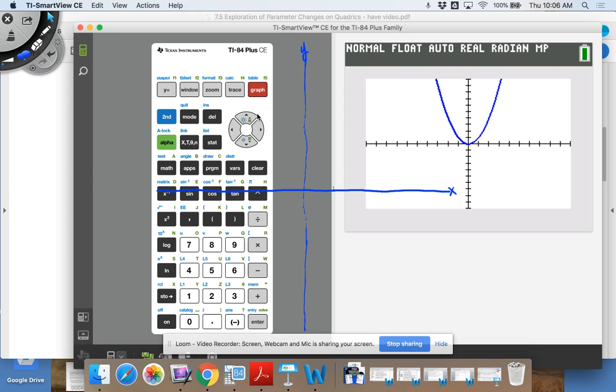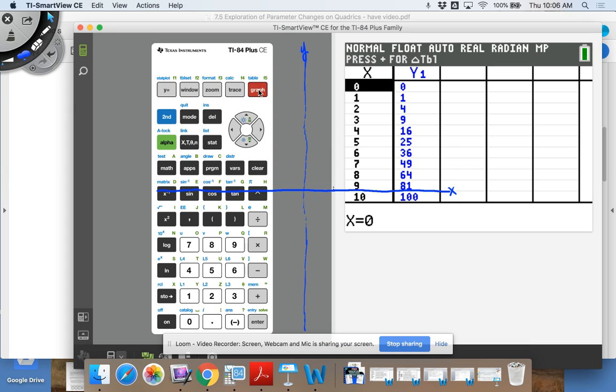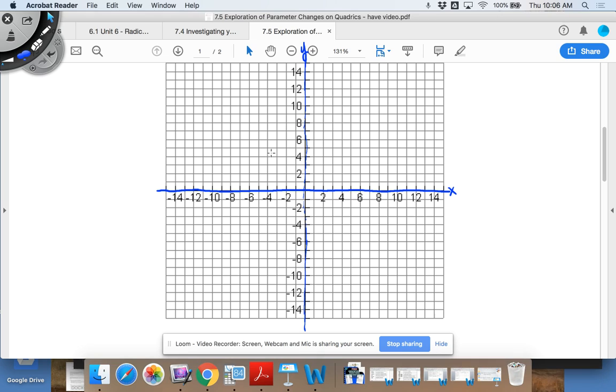But how do I actually get that onto my graph and make it perfect? So what you can do is you can click second table. And it gives me a table of values, which are little ordered pairs that we can type in or like draw in. So the first one is 0, 0. The next one is 1, 1. The next one is 2, 4. The next one is 3, 9.